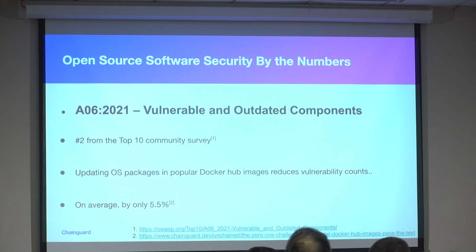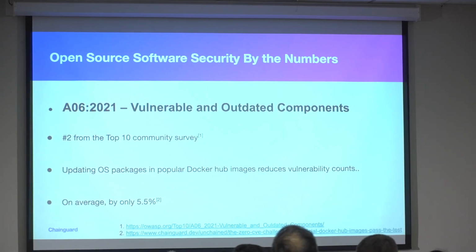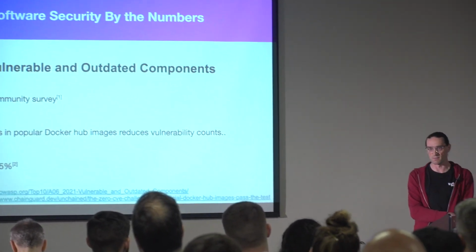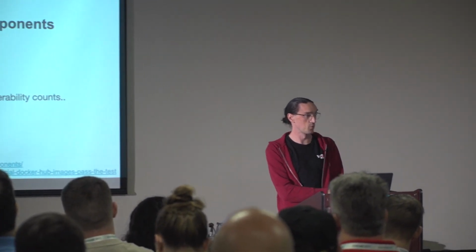I went and looked at the top 10 images on Docker Hub and ran apt update and DNF update, and what happened? On average, it reduced CVEs in those images by about 5.5%. And you might think, okay, well, it's still a reduction, but some of those images had 700 CVEs in them. So a 5% reduction of 700 is statistically irrelevant. You're still shipping a massive amount of vulnerable code in your container.